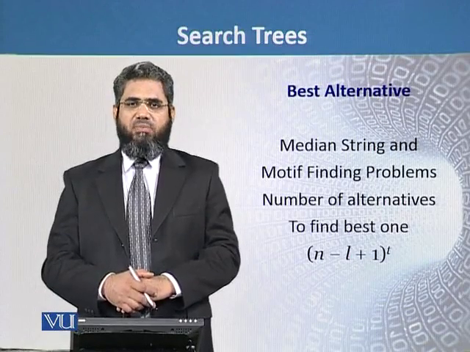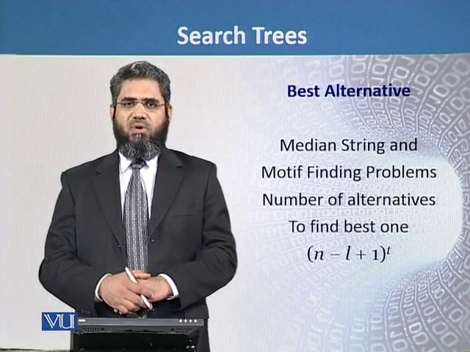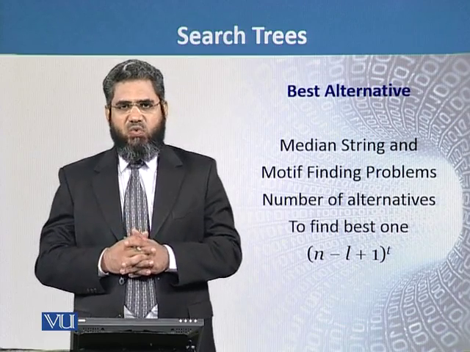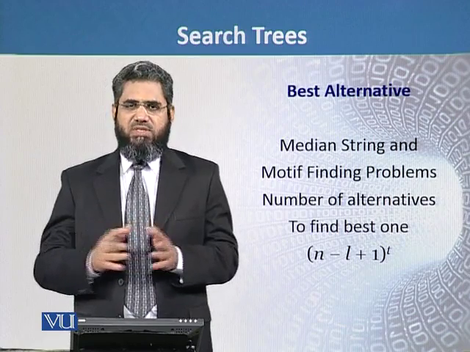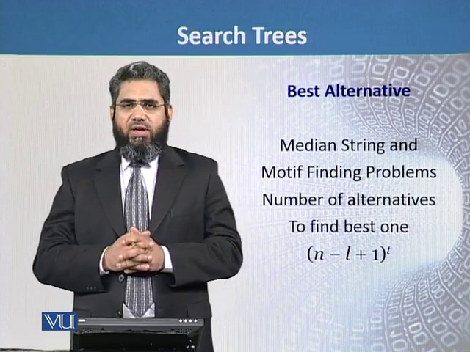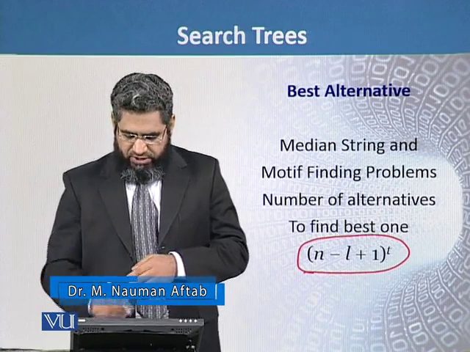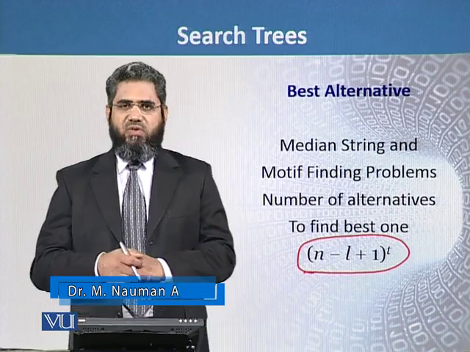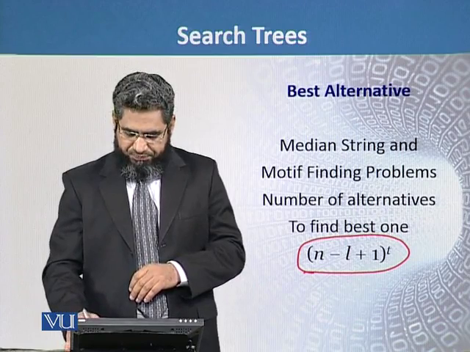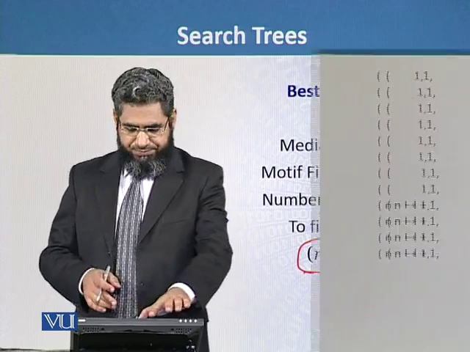In both the median string problem and the motif finding problem, we have to examine a large number of alternatives, and from these alternatives we select the best one. Best one means the best possible sequence. For example, in the motif finding problem, we have to consider all of these alternatives, and from these alternatives we will select the best possible answer, from the DNA sequences starting from the position S.